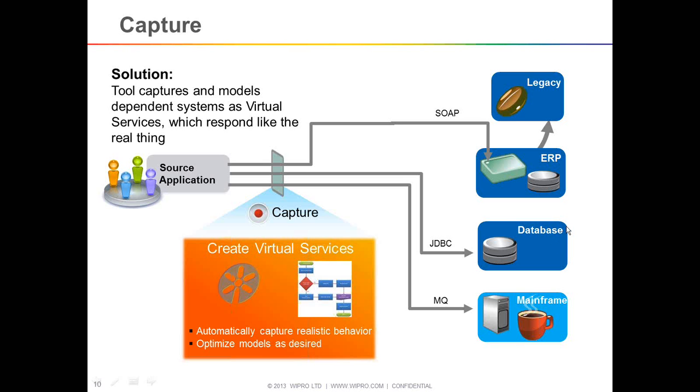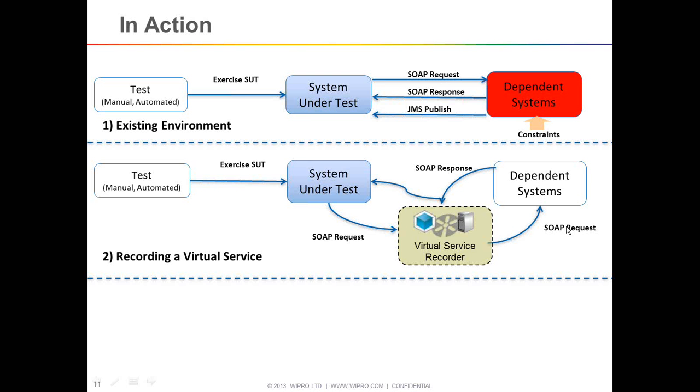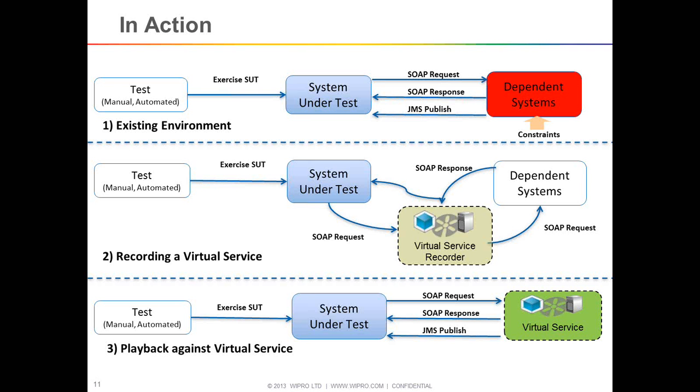Now, having said this principle is what we are going to do, what next? Look at service virtualization in action. I'm talking about the existing environment, recording a service, and completely kicking out the dependent system and replacing that with a virtual service. So if you look at it, the client talks to the server, and let's say the server in turn talks to another server, which I call a dependent system.